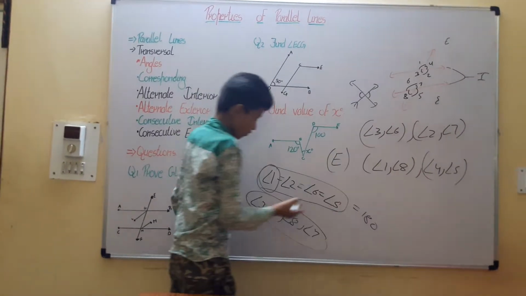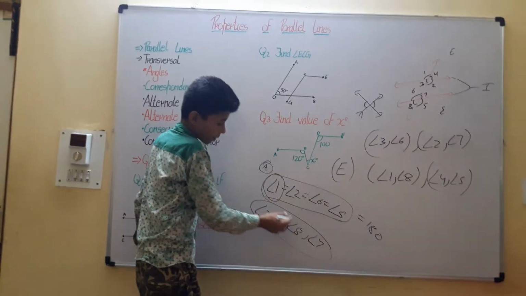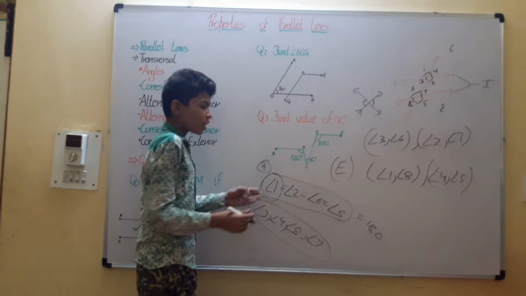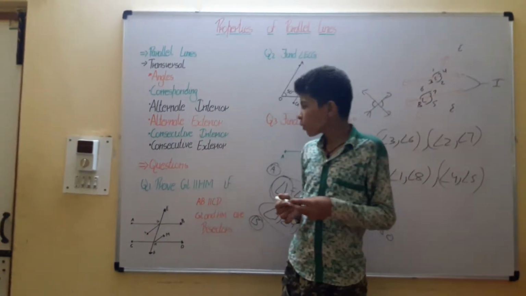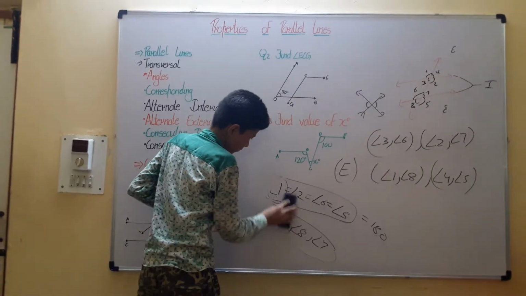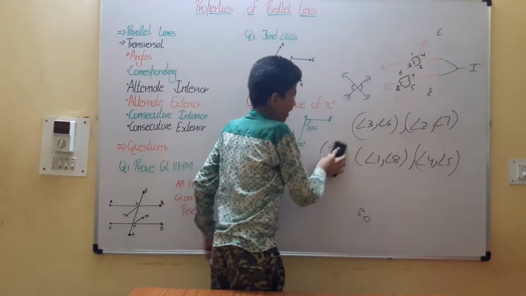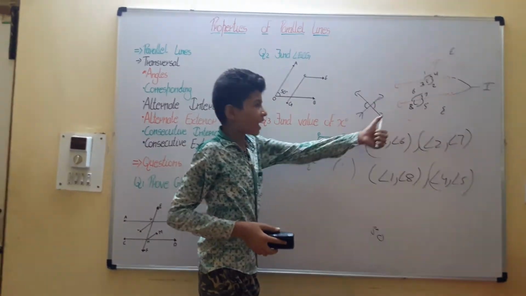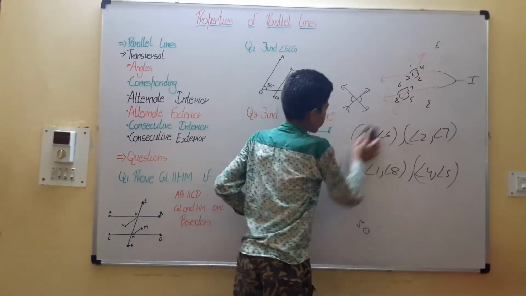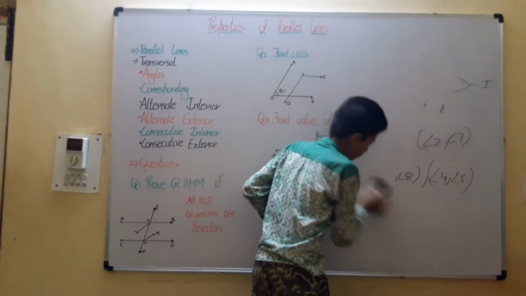That's why when angle 1 from this set adds with angle 8 of the other set, it gives you 180 degrees. So now let's solve some questions based on the transversal. As we have cleared the transversal, let's take some harder questions in which we could face problems to solve.